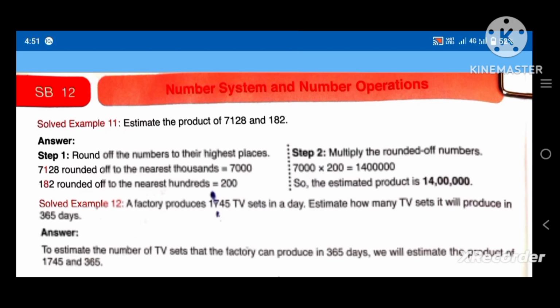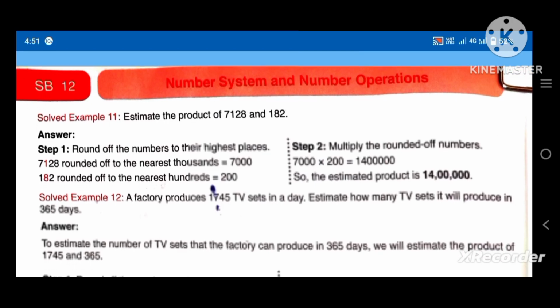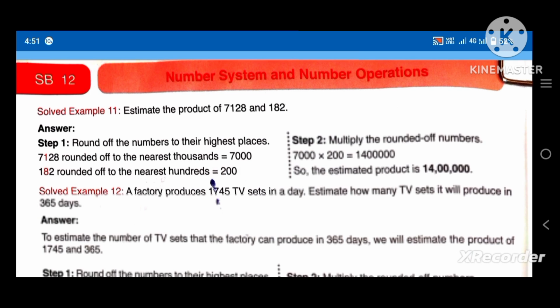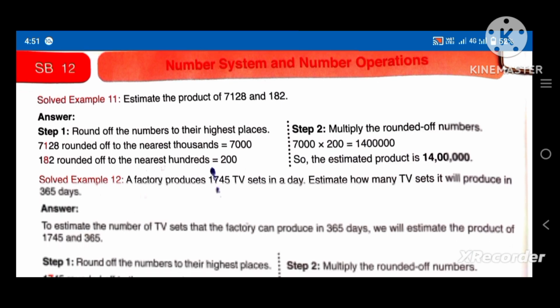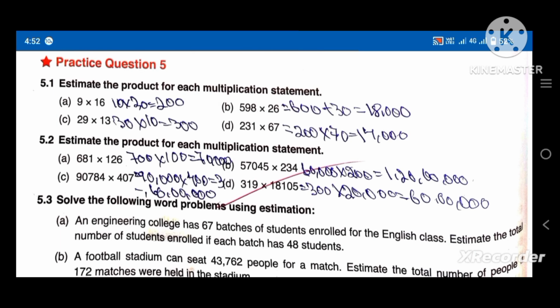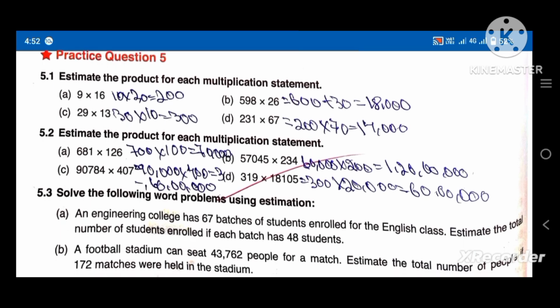Hello students, number system and number operations, 5th class Active Math, LEAD app book, student book term 1, practice question number 5.